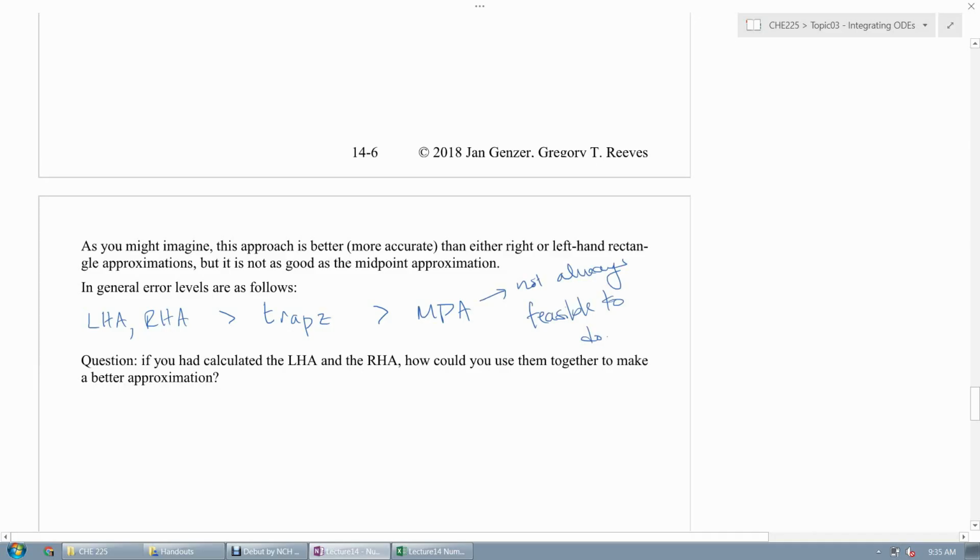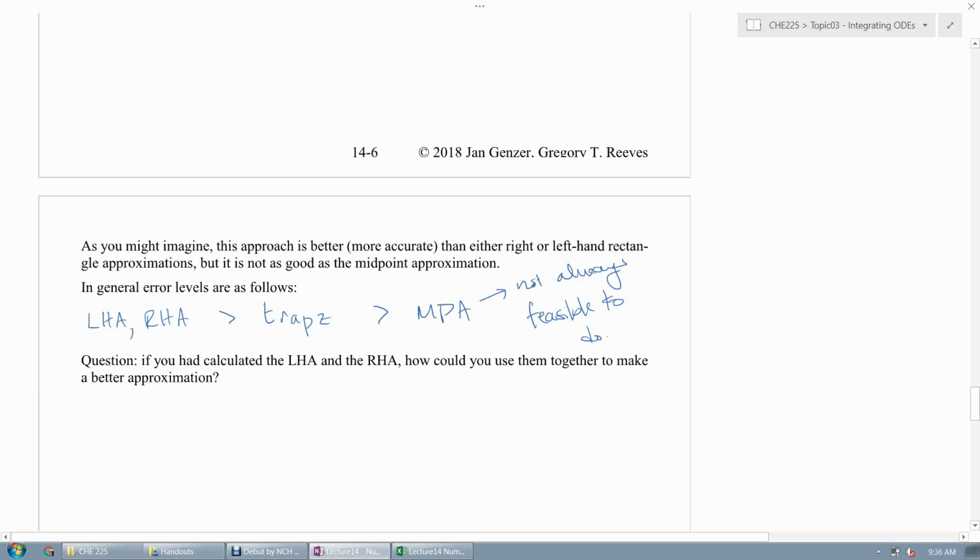But wait, remember I said, at least for an increasing function, the left-hand approximation always underestimates the integral, and the right-hand approximation always overestimates the integral. If you have a function that's not strictly increasing, if it's wiggling about, then the left-hand and right-hand approximations, depending on which subinterval you're looking at, either underestimate or overestimate, depending on if the function is increasing or decreasing in that subinterval. But suffice it to say that they're both equally bad, and they're bad in two different ways.